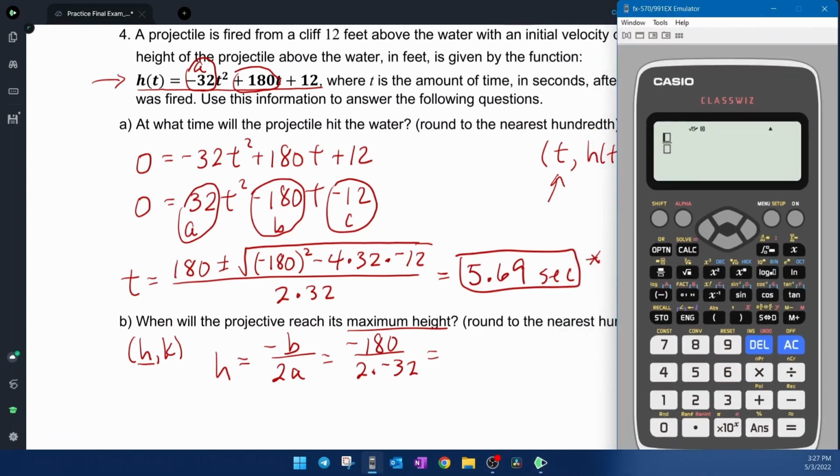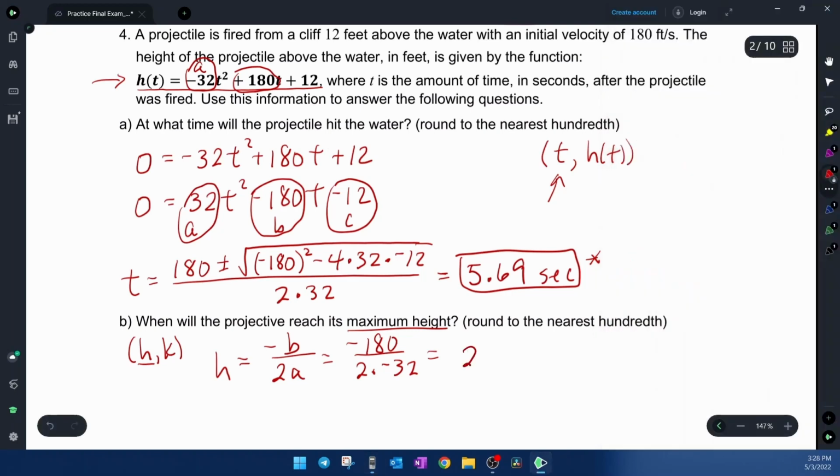Using our handy-dandy calculator to figure this out. Minus 180 over 2 times -32. That's going to be 45/16. Again, it says round to the nearest hundredth. So I'm going to hit the S-D button, which makes it a decimal. That's going to be 2.81, and that's going to be seconds, rounded to the nearest hundredth.